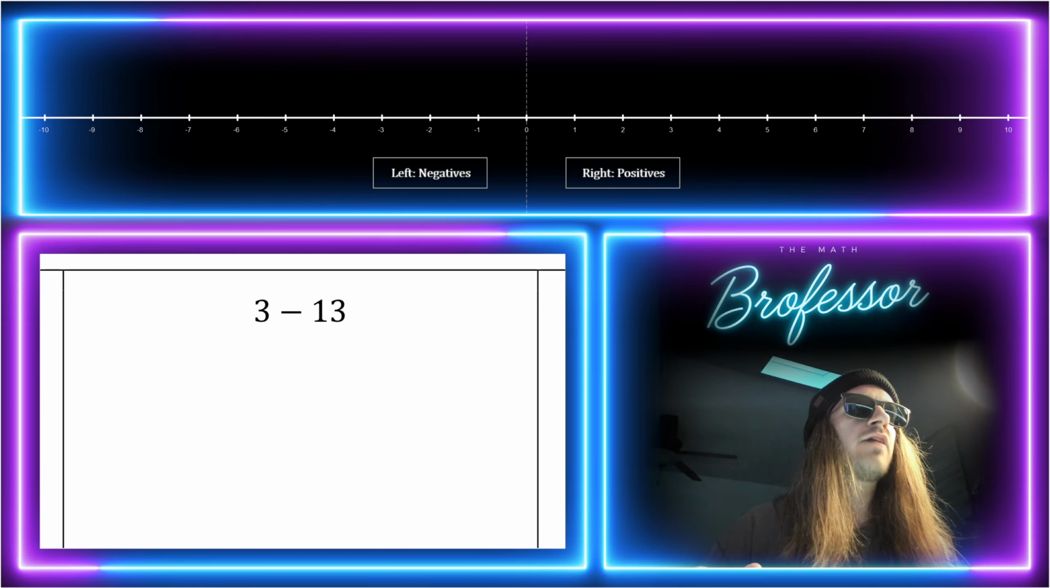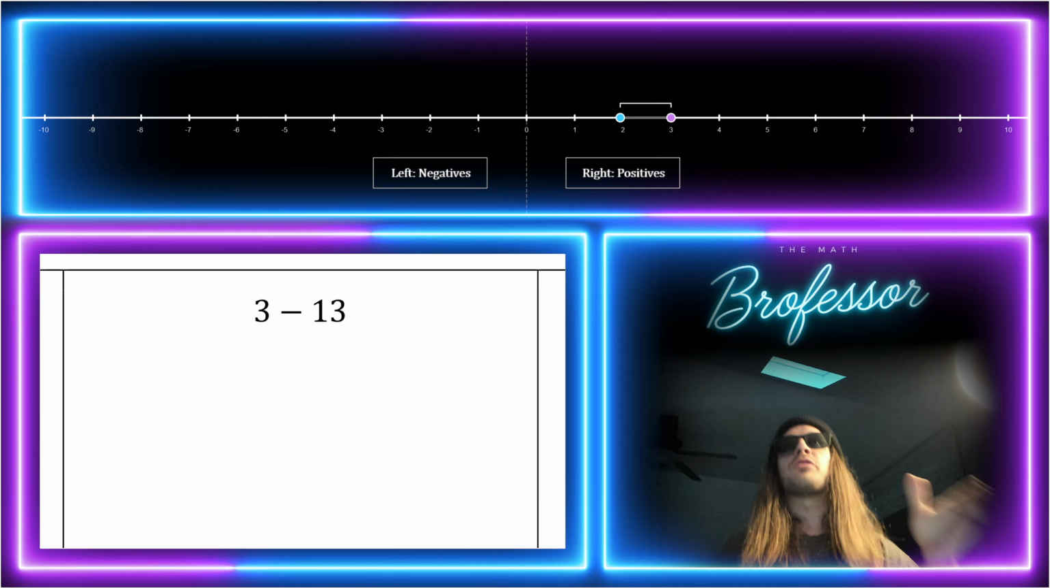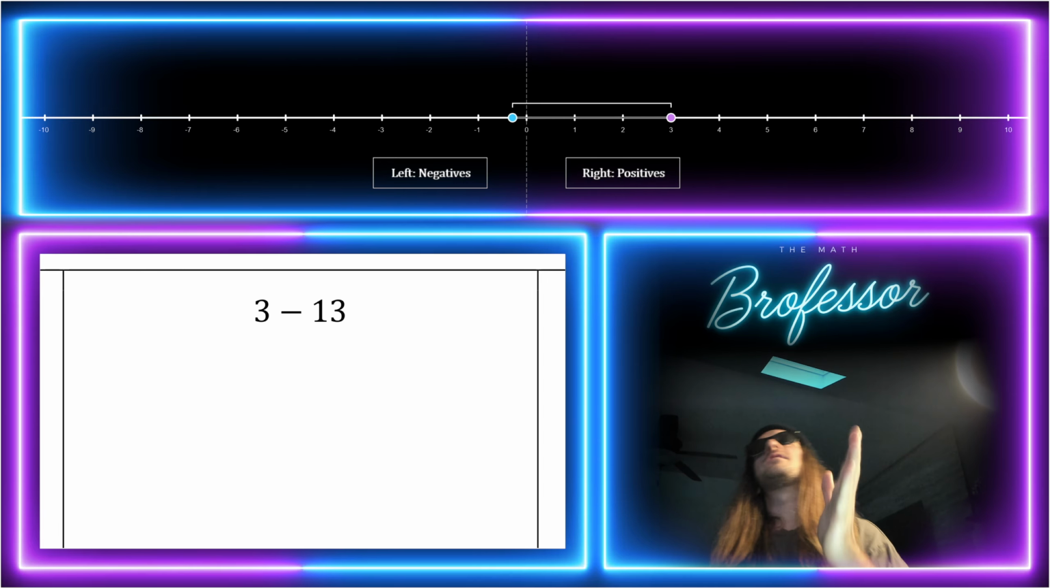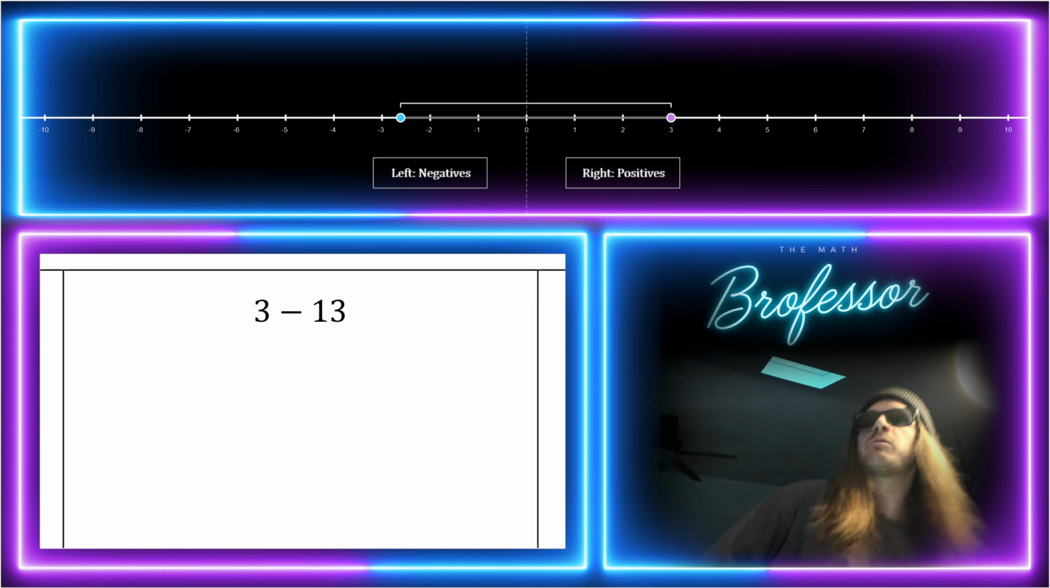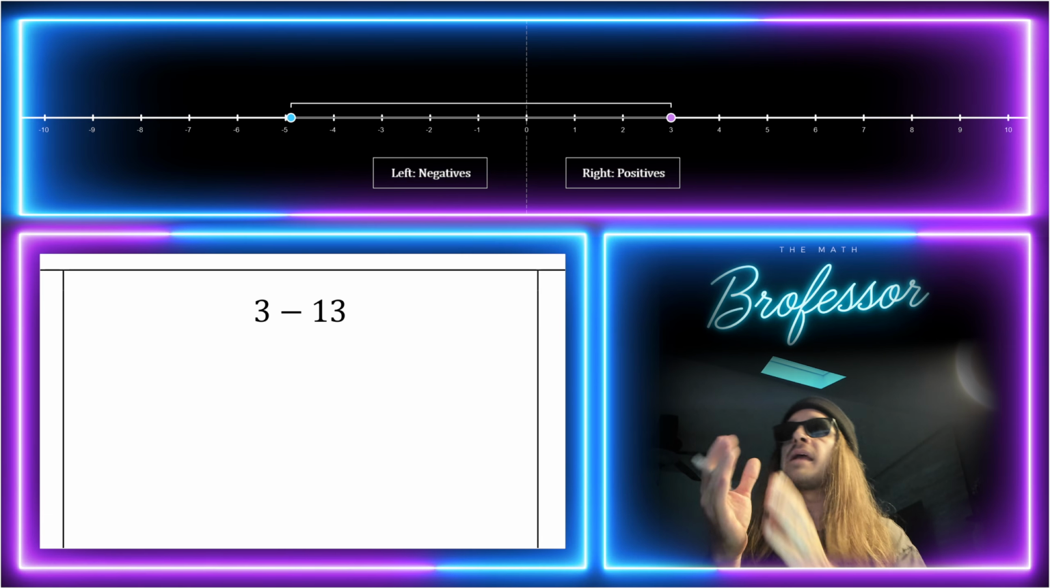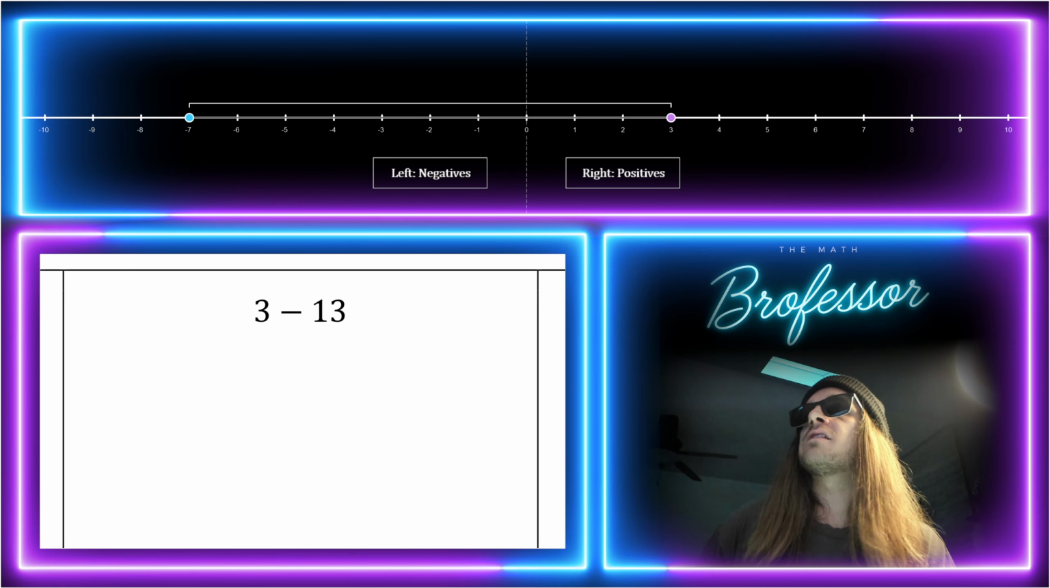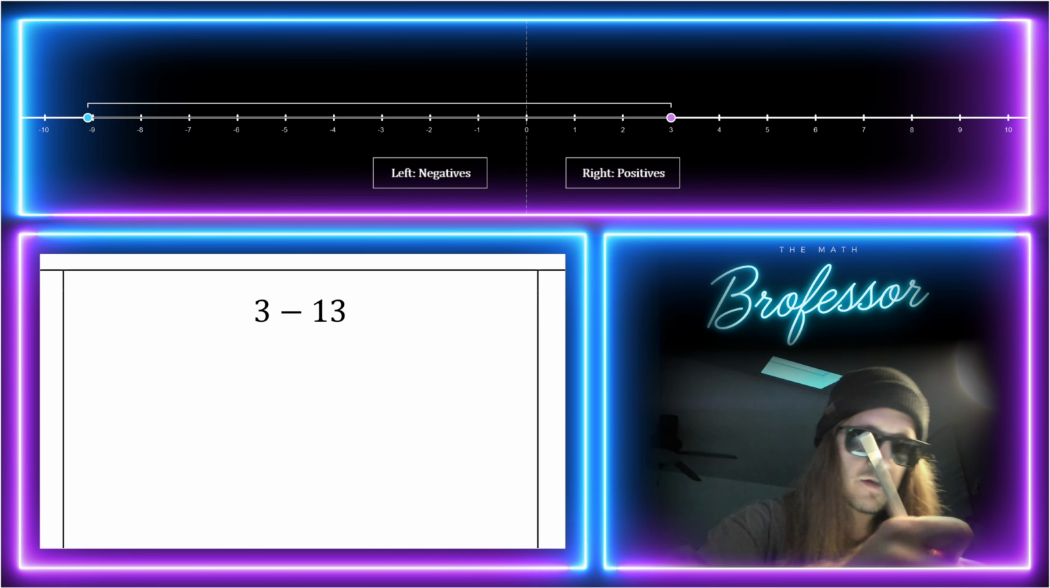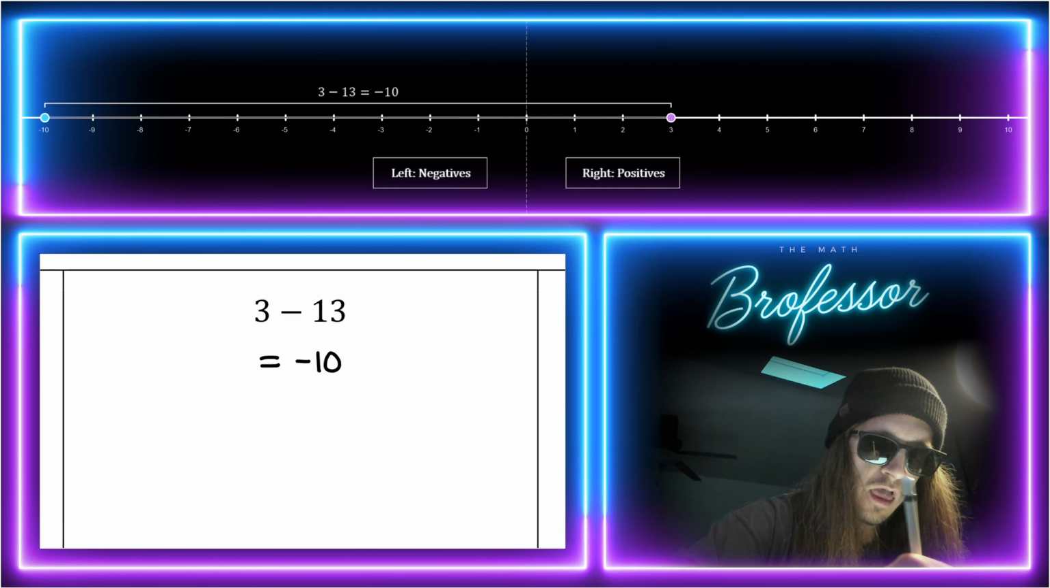Let's go 3 minus 13 here. We're going to start at 3 and move 13 units to the left. So starting on 3, 1, 2, 3, we're crossing. See, we just cross into the negatives. We've got 10 more units to go once we make that cross. And where is that going to land us? That'll land us all the way down here at negative 10.